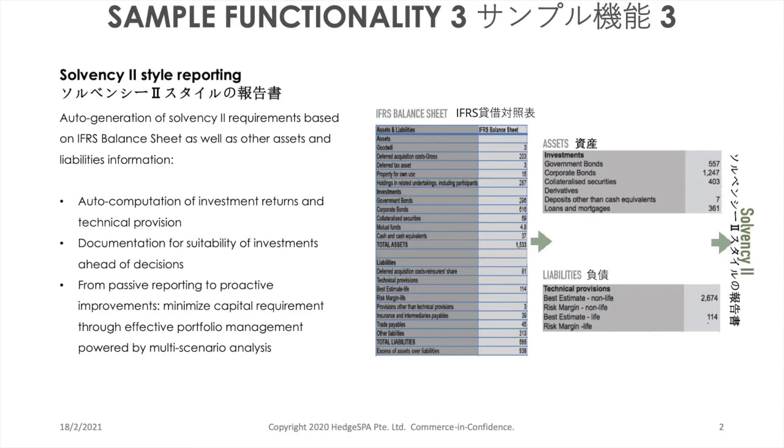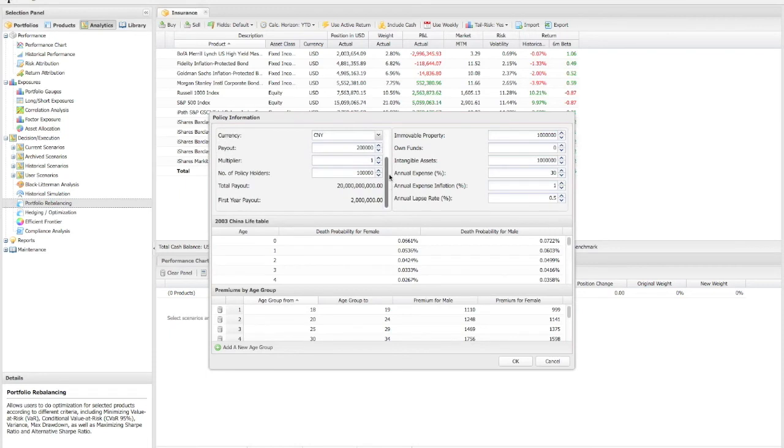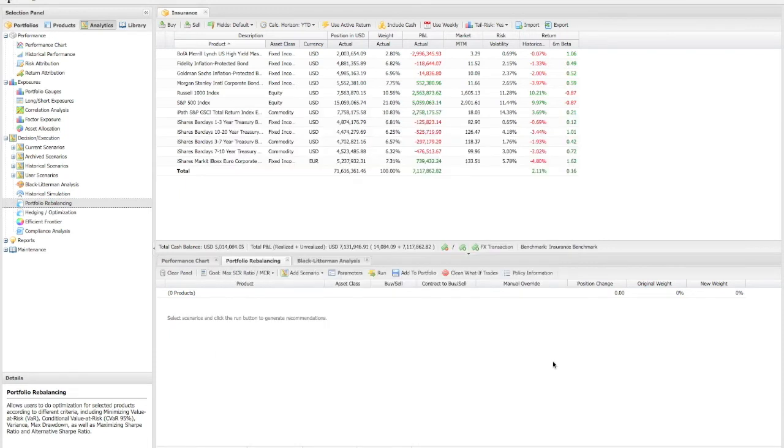Let us show you how to perform asset liability management for capital adequacy purposes. Let's select a sample life insurance portfolio. Our users can customize the actuarial assumptions on the liability side, such as mortality and premium tables. We can import this information directly from a policy pool database. Our system is capable of doing automatic rebalancing, including asset selection.